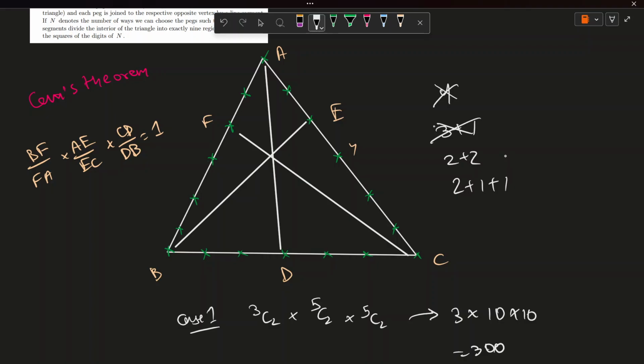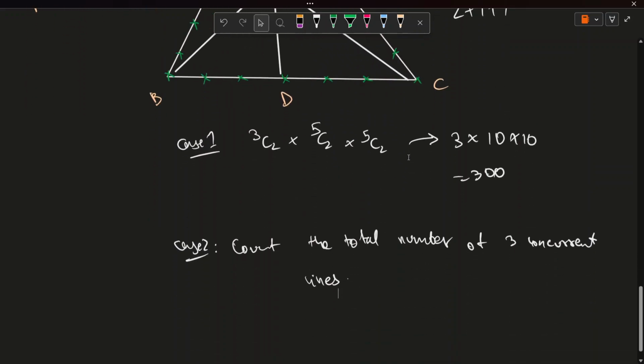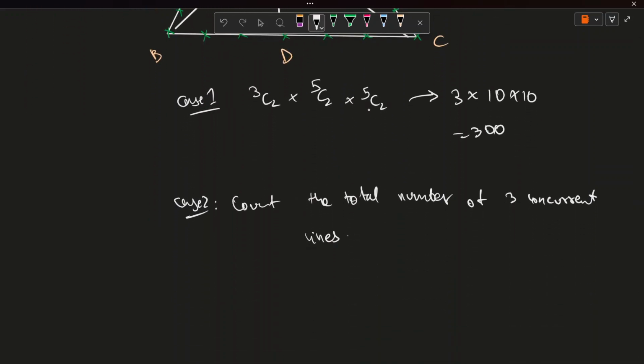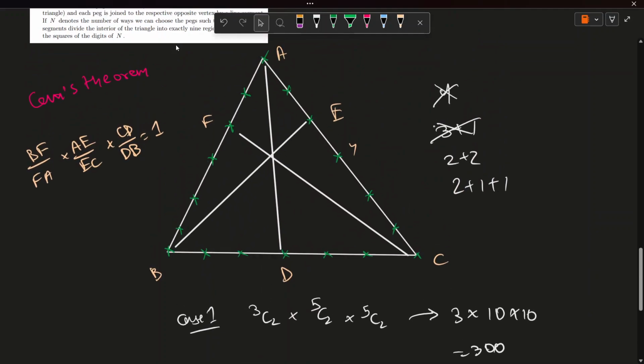Basically, 3 are chosen, and we can choose any one of them, and it would produce 9 regions. So there are a total of 12 ways of choosing one extra peg. Suppose this is equal to S, then our answer in case 2 is 12 into S, because we can choose one other peg in 12 ways. So now the problem is left to finding the total number of concurrent lines.